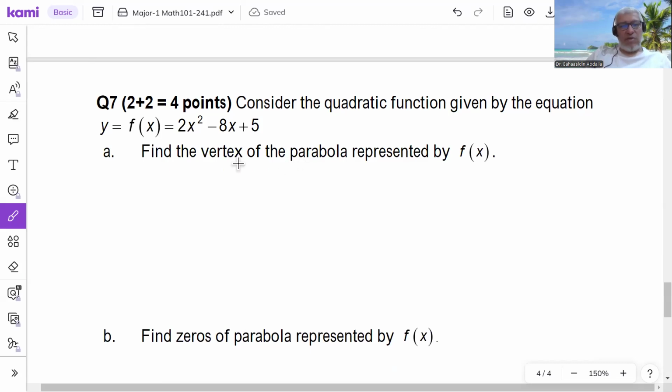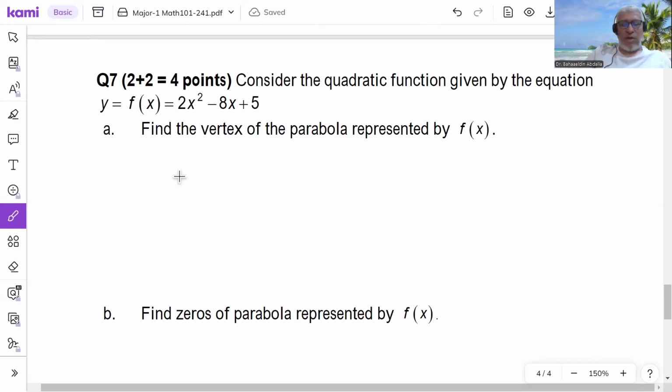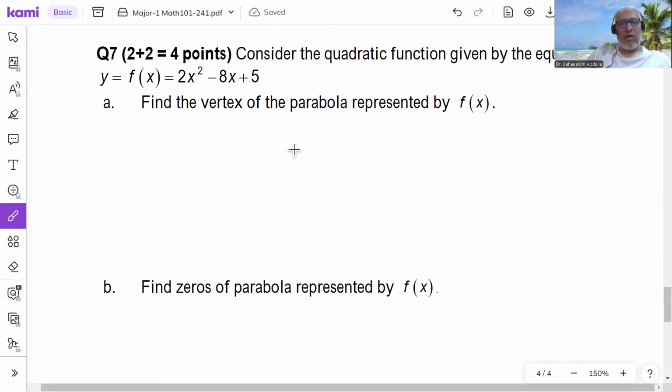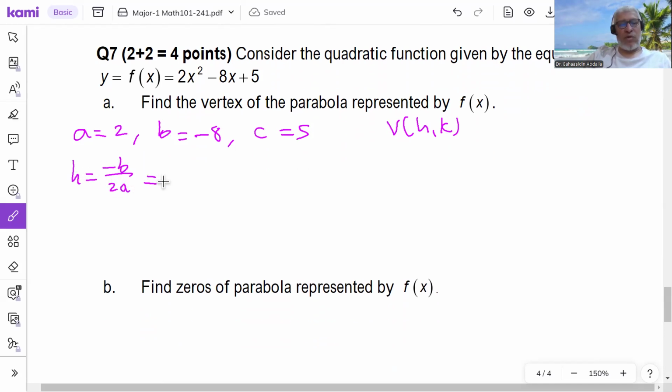Consider the quadratic function. Find the vertex of the parabola represented by f of x. Well, a is 2, b is negative 8, c is 5. The vertex is (h, k), where h is negative b over 2a, so it's 8 over 4, which is 2. And to find k, it is f of h or f of 2.